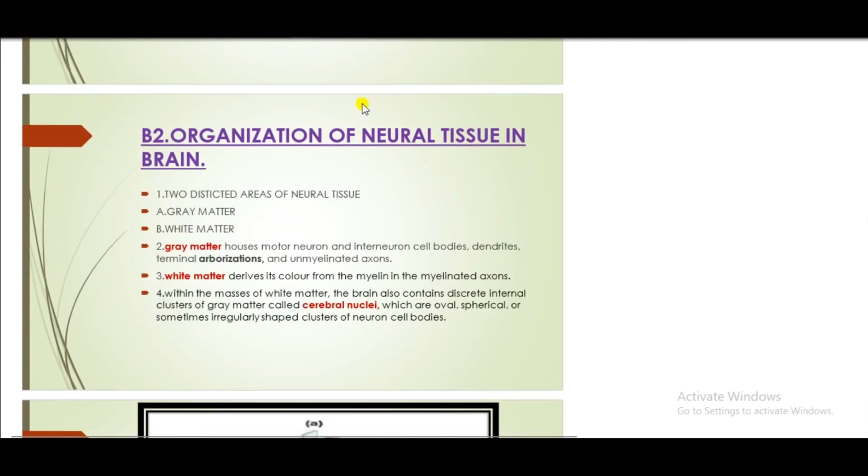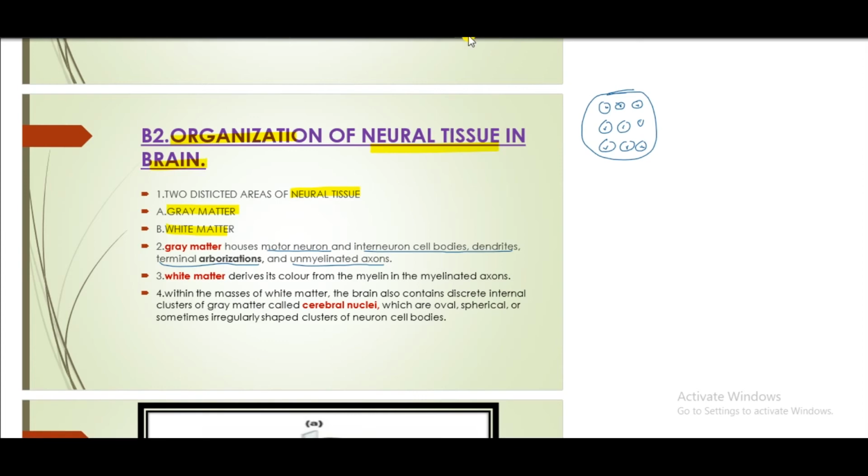So the second portion of the section is organization of neural tissue in the brain. There are 2 dissected areas of neural tissue, the gray matter and the white matter. The gray matter houses motor neurons and interneuron cell bodies, generates terminal arborization and unmyelinated axons. So generally we can say that gray matter includes predominantly the cell bodies of the neuron.